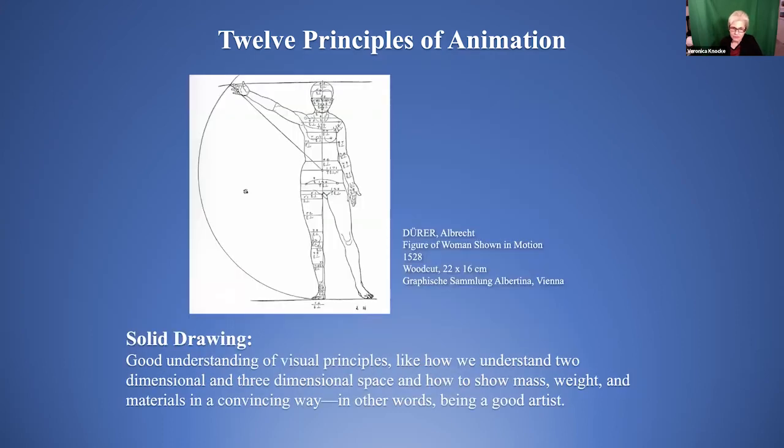Solid drawing is an important idea. Good understanding of visual principles like how we understand two-dimensional and three-dimensional space and how to show mass, weight, and materials in a convincing way. In other words, being a good artist. And here's a figure of a woman shown in motion by Albrecht Dürer. You can see that he has figured out all of the distances and widths and angles and how this woman is put together.